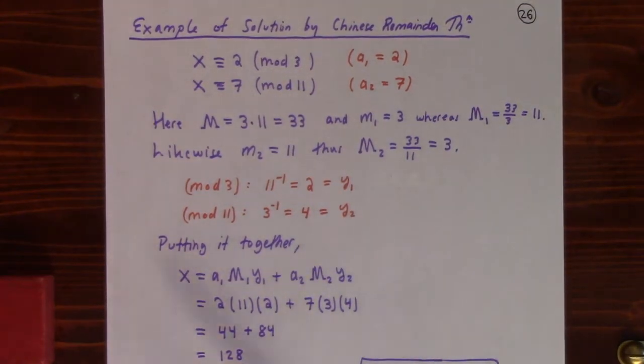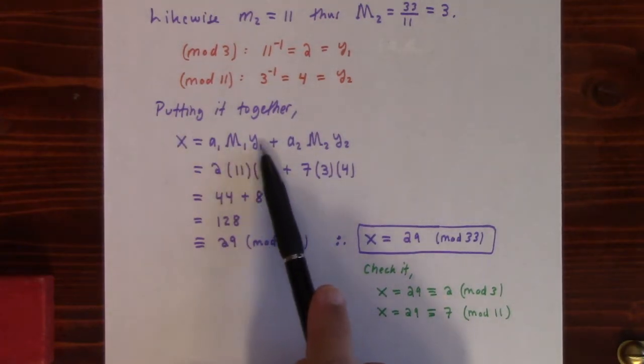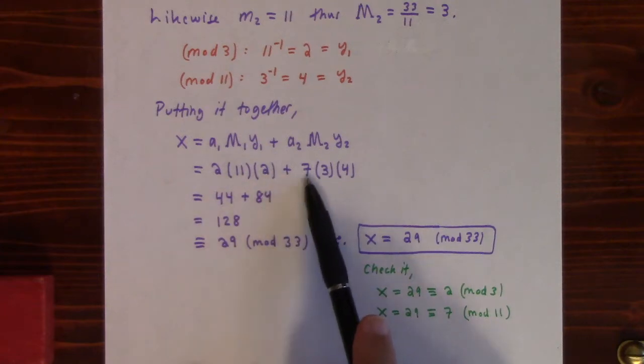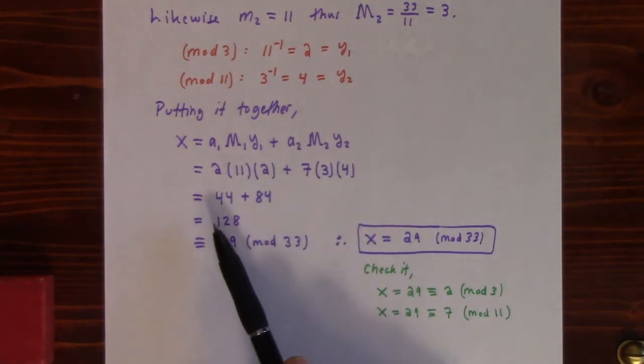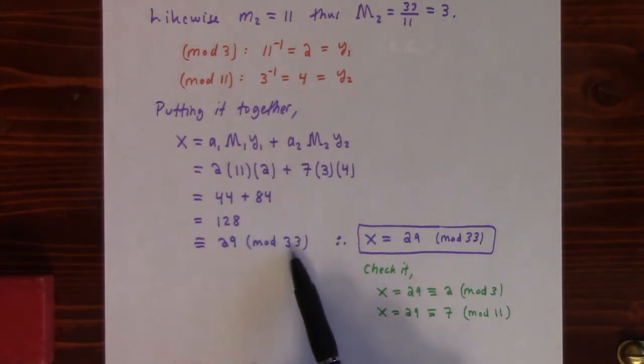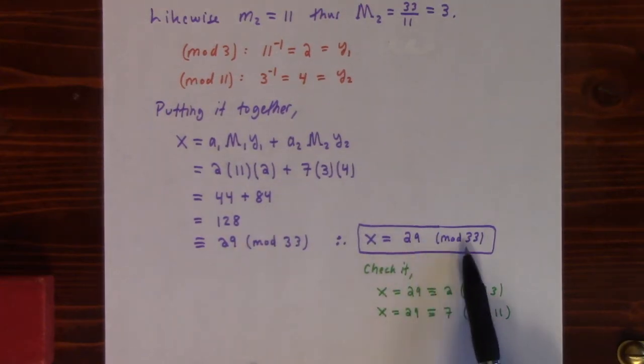Now you put it together. X is equal to A1 M1 Y1 plus A2 M2 Y2, which in this case is 2 times 11 times 2 plus 7 times 3 times 4. And that gives you 44 plus 84, which gives you 128. And then subtracting off copies of 33, that brings you back down to 29. So X is equal to 29 mod 33. That is the unique solution to this system of congruences.